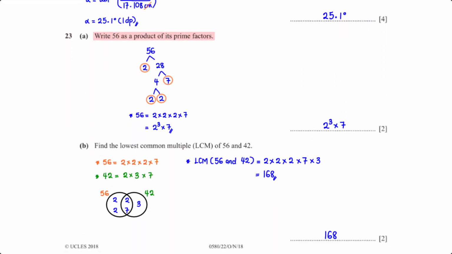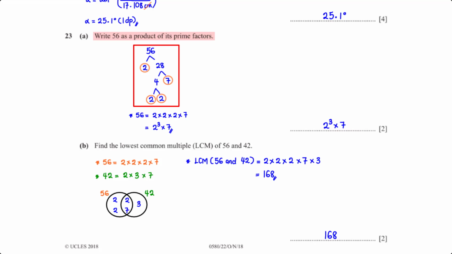Write 56 as a product of its prime factors. 56 can be written as 2 times 28. 2 is a prime number, so we circle it. 28 can be written as 4 times 7. 7 is a prime number, so we circle it.